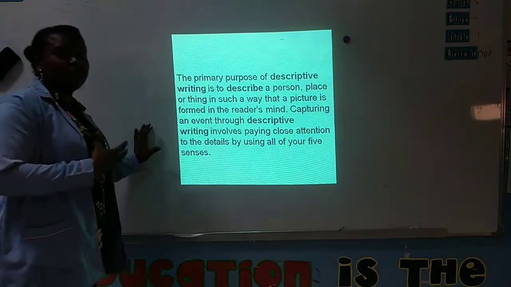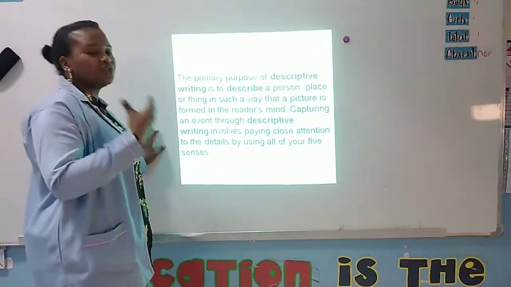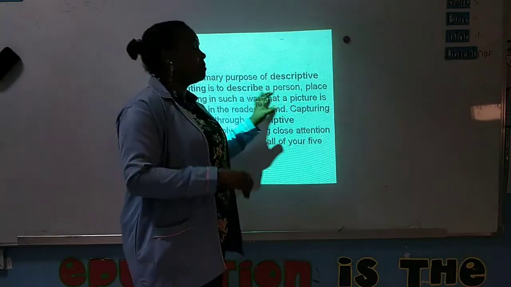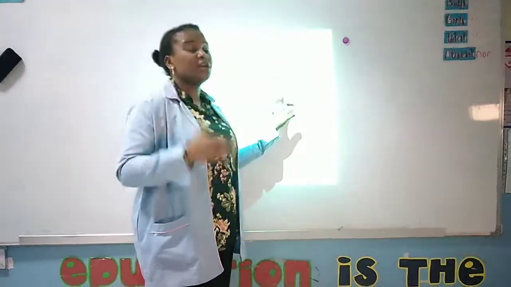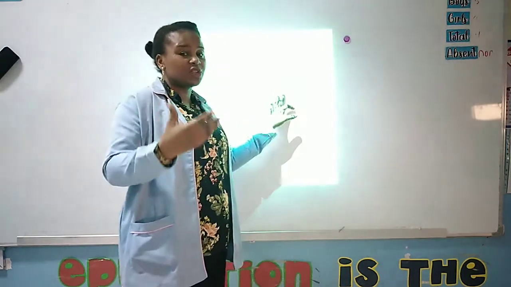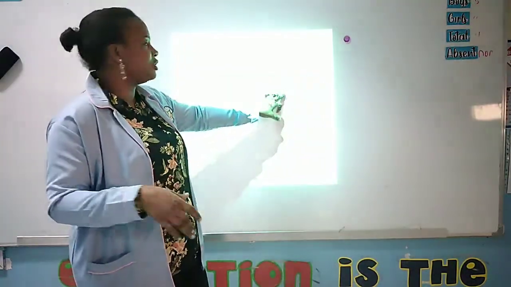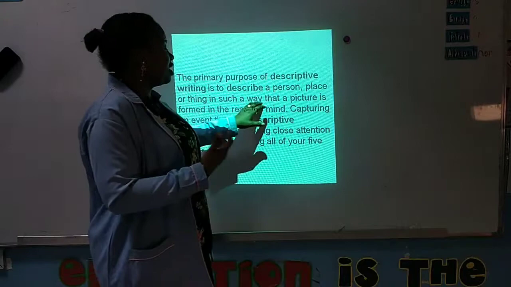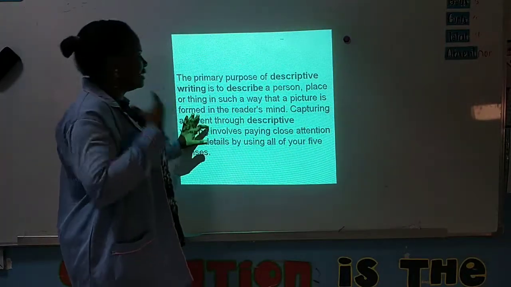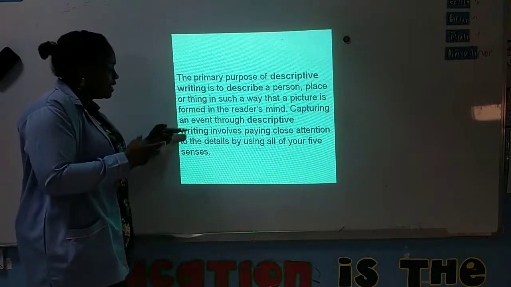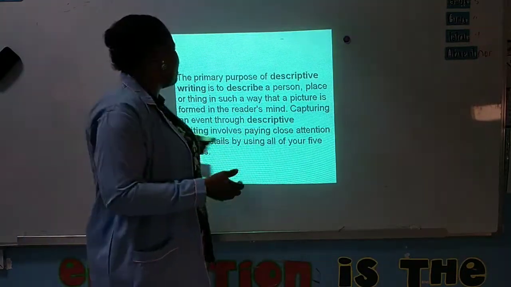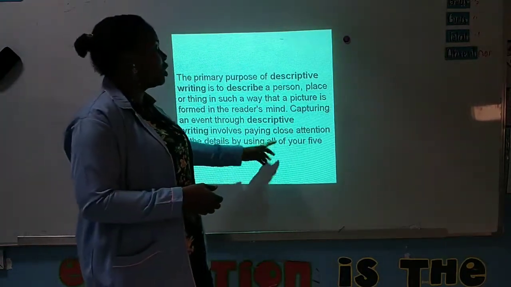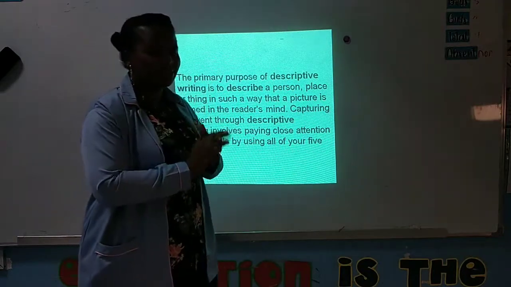This is a little introduction to all about descriptive writing. We'll say the primary purpose of descriptive writing is to describe a person, like we said in our objective, to then you'll be able to identify how to describe a person, a place, or an object. Okay? So writing is to describe a person, place, or thing in such a way that a picture is formed in the reader's mind, capturing an event through descriptive writing, involving paying close attention to the details by using all of your five senses. Okay?